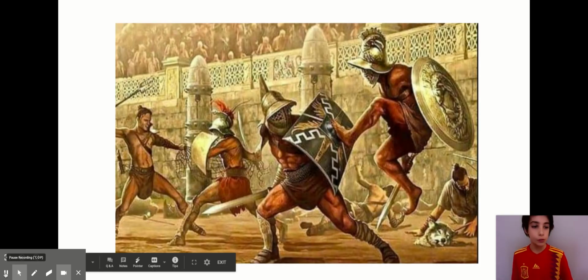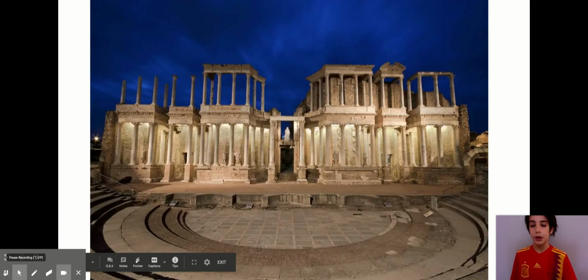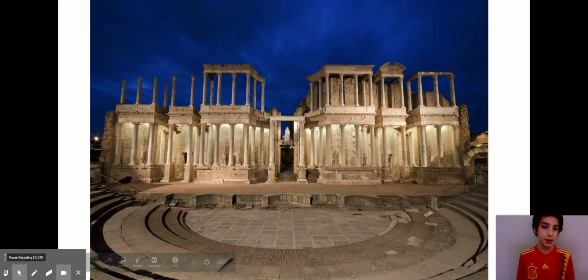Roman entertainment. The Romans loved the Colosseum. The Colosseum is where people would fight, and for the Romans, blood and animals eating humans was fascinating. The Romans also enjoyed open-air theaters or normal theaters.